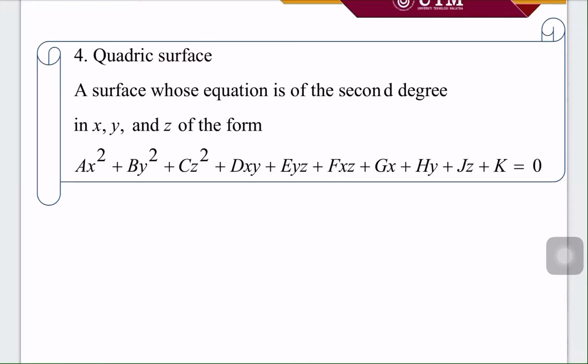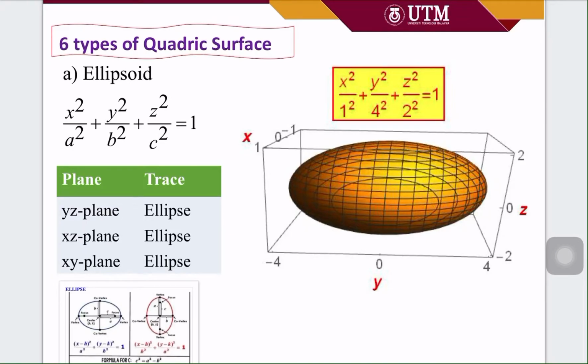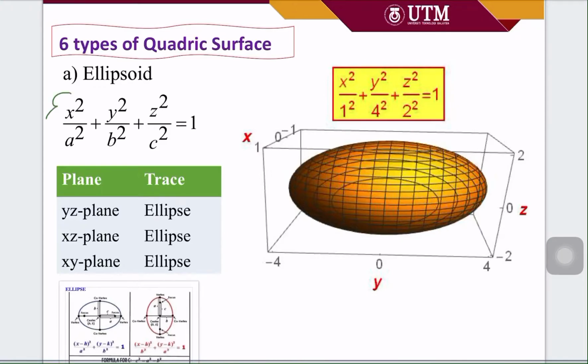Now let's look at the equation and the shape. We have the ellipsoid here. The traces will be ellipses. If we look at the equation, we have x, y and z, meaning there is no variable missing, so we need to have three traces, and all the traces are ellipses.